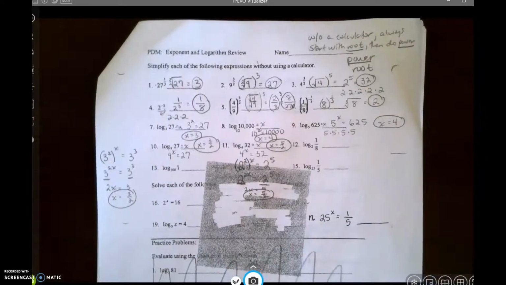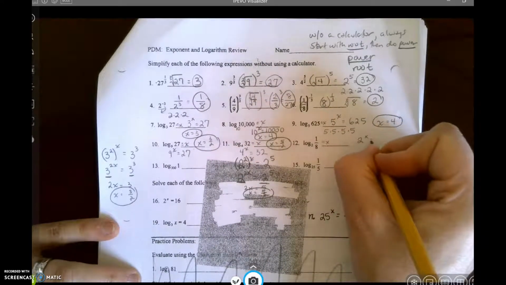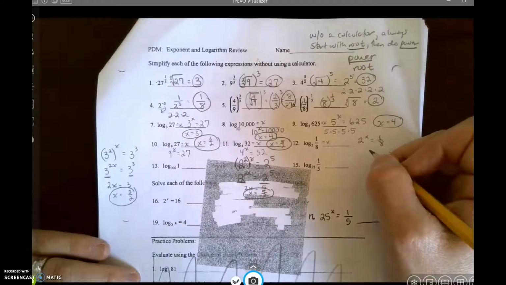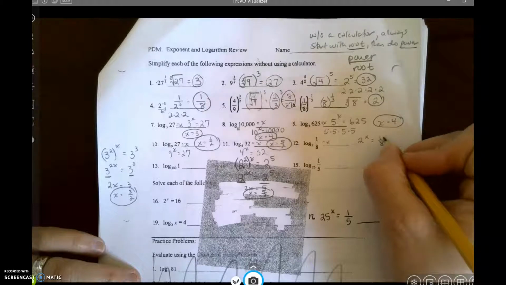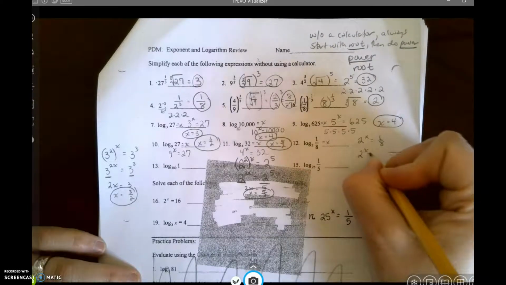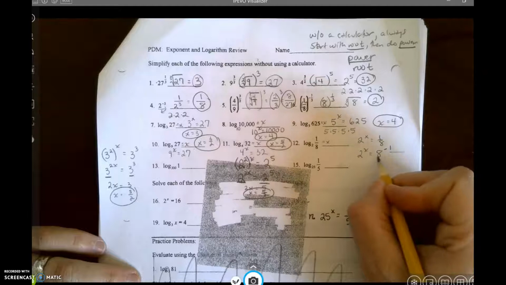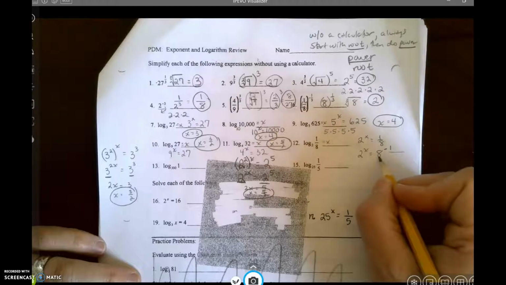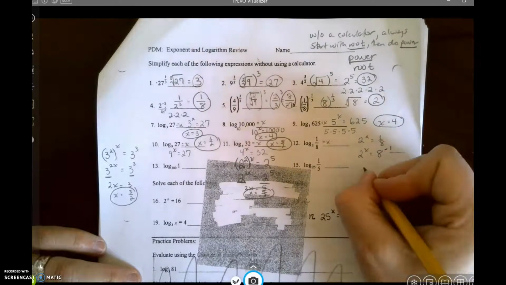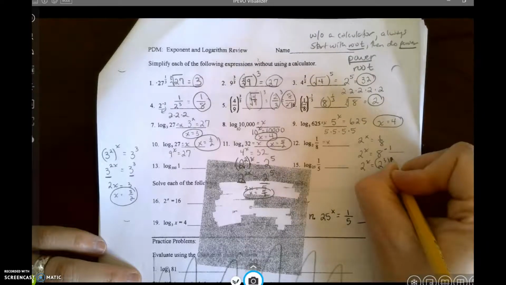Alright, let's go to number 12. Alright, so for number 12 equals x, so 2 to the x equals 1/8. Well, I can see right away I've got to move this up to the numerator. So 2 to the x equals 8 to the negative 1, because I need everything up here. And I'm going to figure out what I need. These can both be written as a power of 2, so 2 to the x equals 2 cubed to the negative 1.